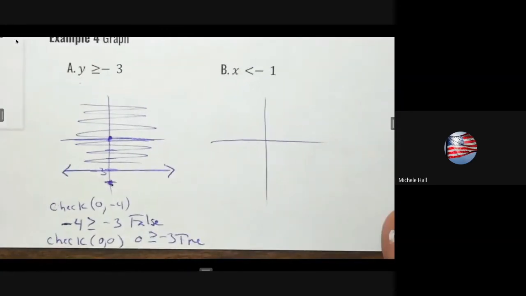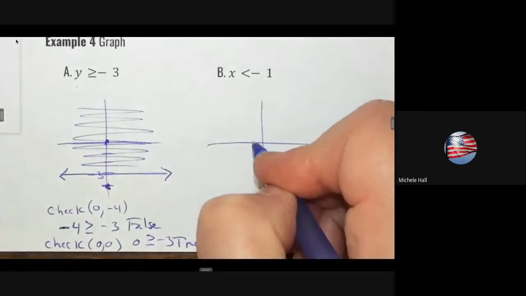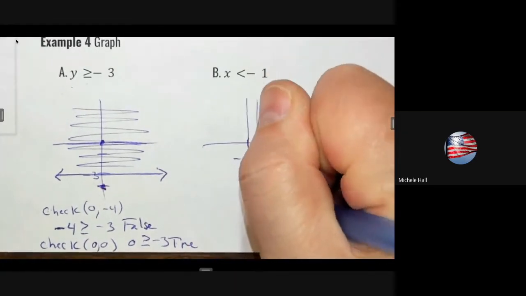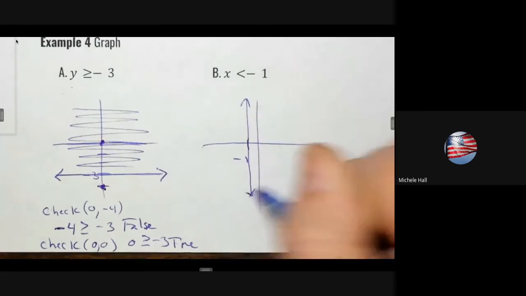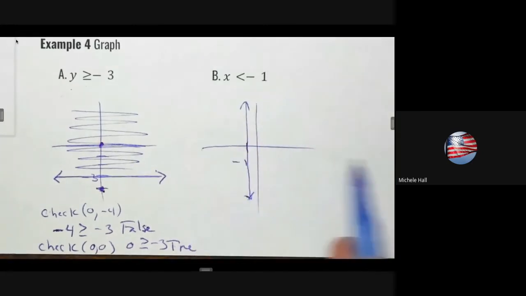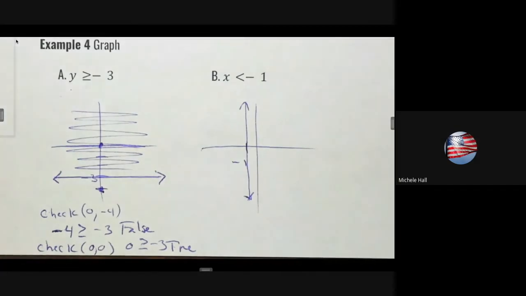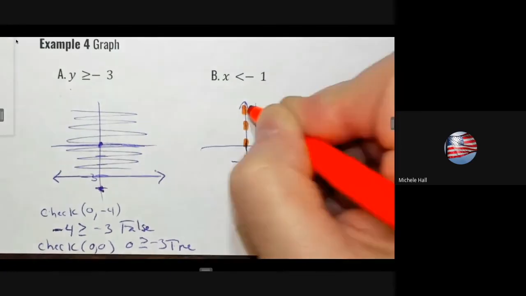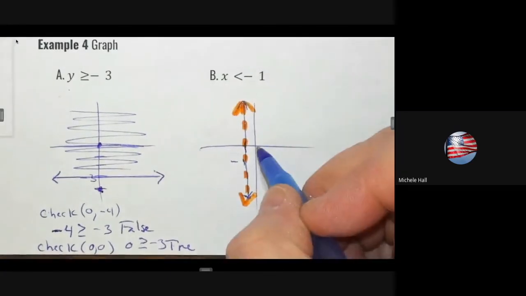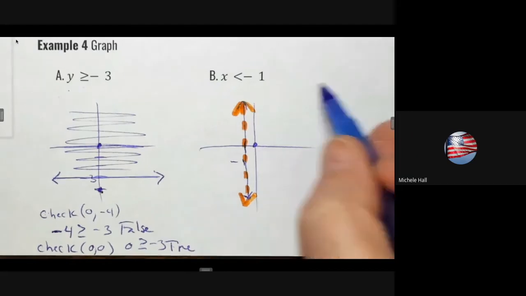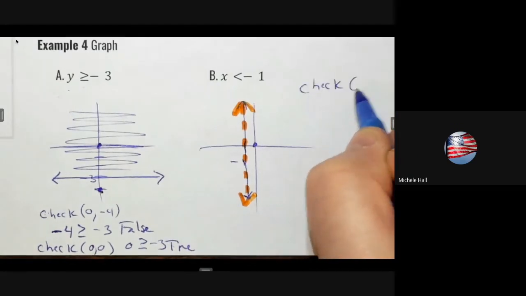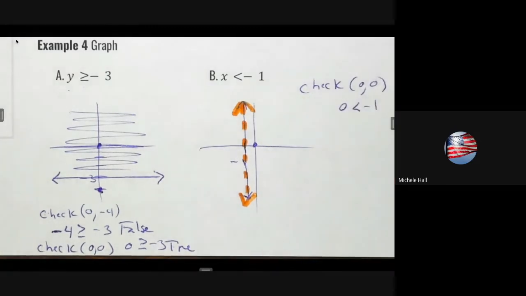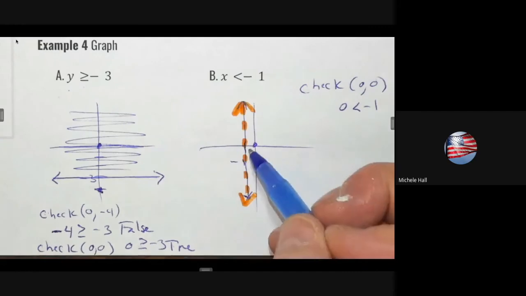One more. X is less than -1. Vertical line at -1. It crosses the x-axis. And now we just need to see if we're on the left side or the right side. And that should be a dotted line. Let's choose 0, 0. When I substitute in x is 0, we have 0 is less than -1. Is 0 less than -1?